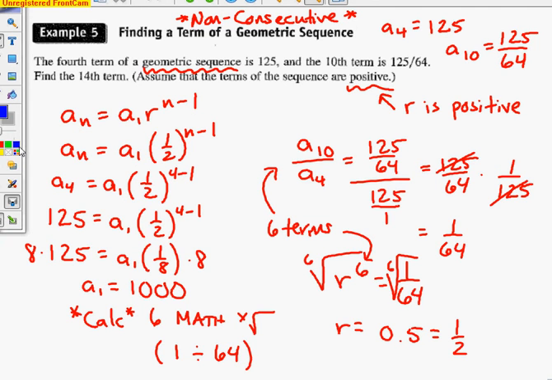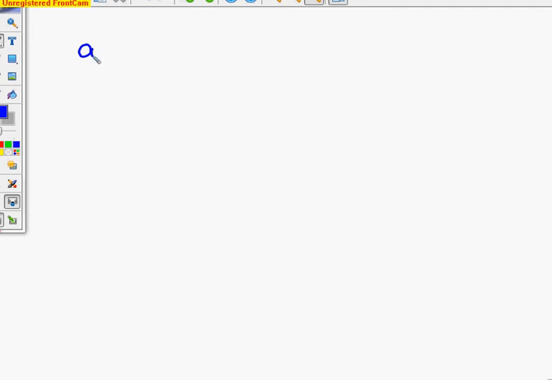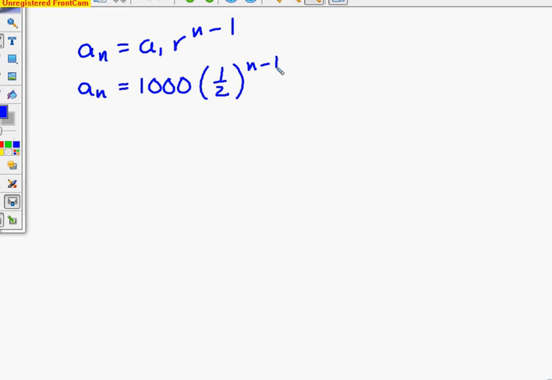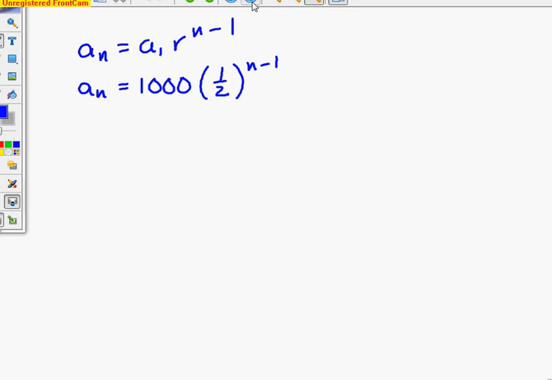So now I'm actually going to move this to the next slide because it just needs one little thing. So I will rewrite this formula, the a sub nth, filling in my a sub 1, which is now 1,000, and my r, which is 1/2. So a sub n, again, equals a sub 1. You don't have to write this general formula down, but I will. So a sub n equals 1,000 times 1/2 to the n minus 1. So there is my geometric sequence a sub nth formula, and now I need the 14th term.